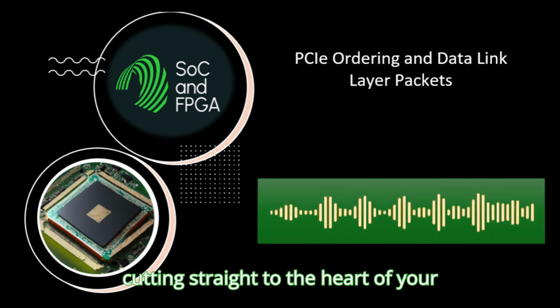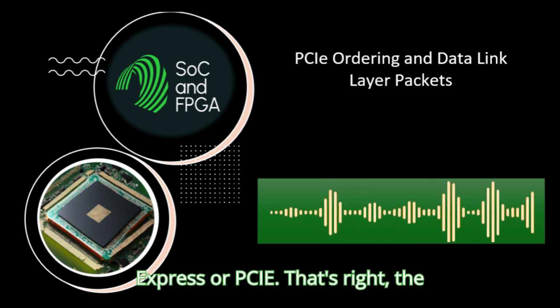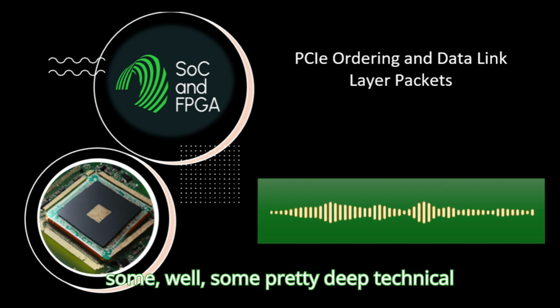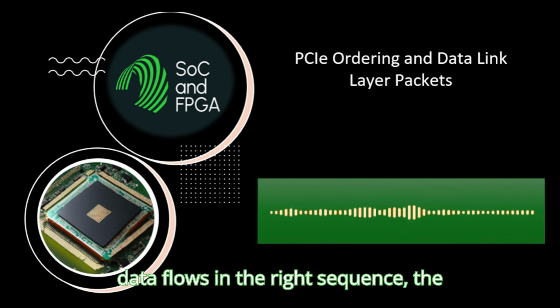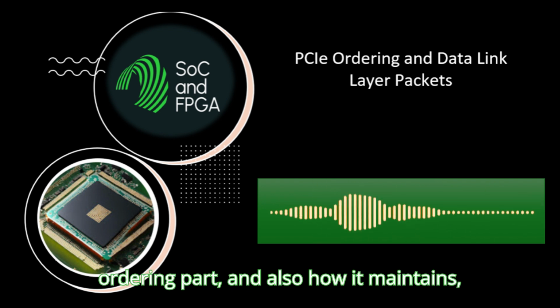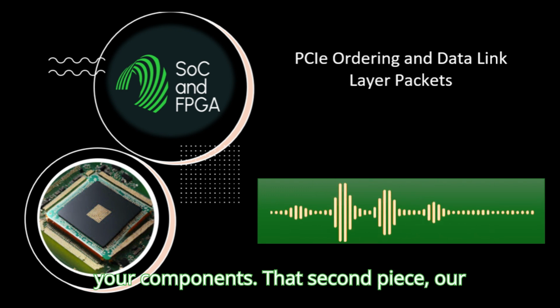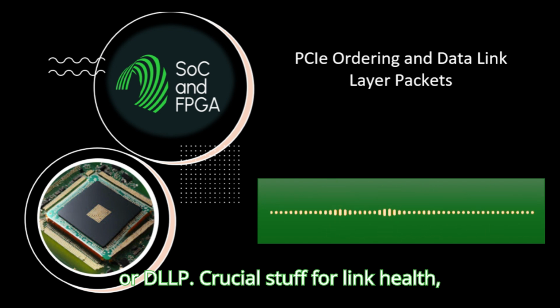Today we're cutting straight to the heart of your computer's high-speed nervous system, PCI Express, or PCIe. That's right, the backbone. We've compiled some pretty deep technical dives into how PCIe makes sure data flows in the right sequence, the ordering part, and also how it maintains rock-solid connections between your components. That second piece our sources called data link layer packets, or DLLPs. Crucial stuff for link health.